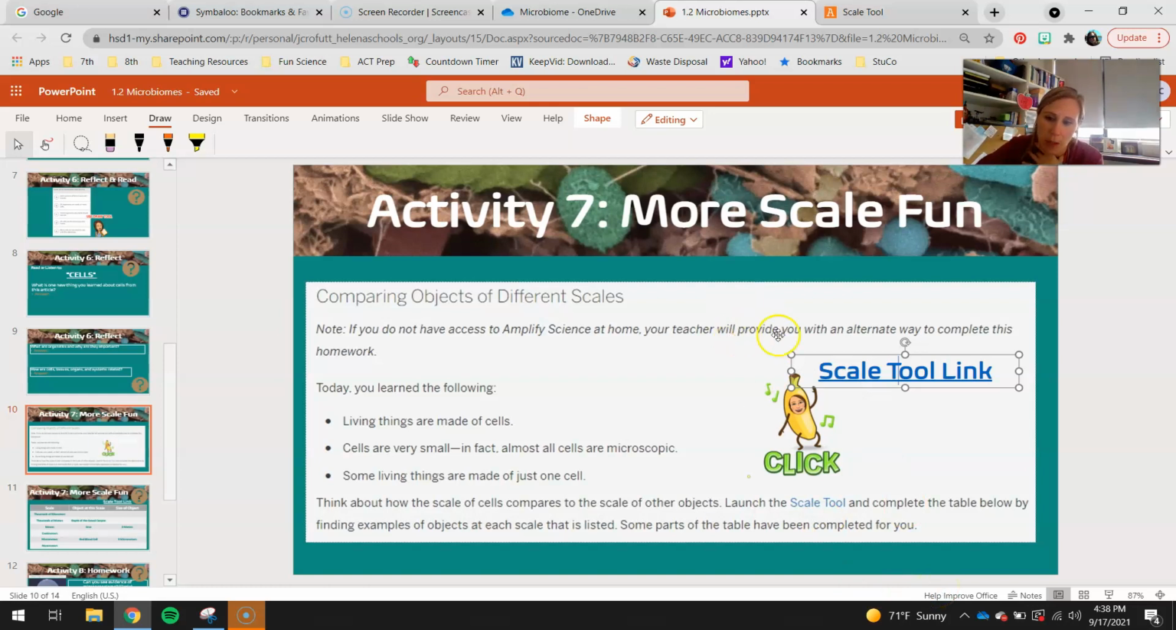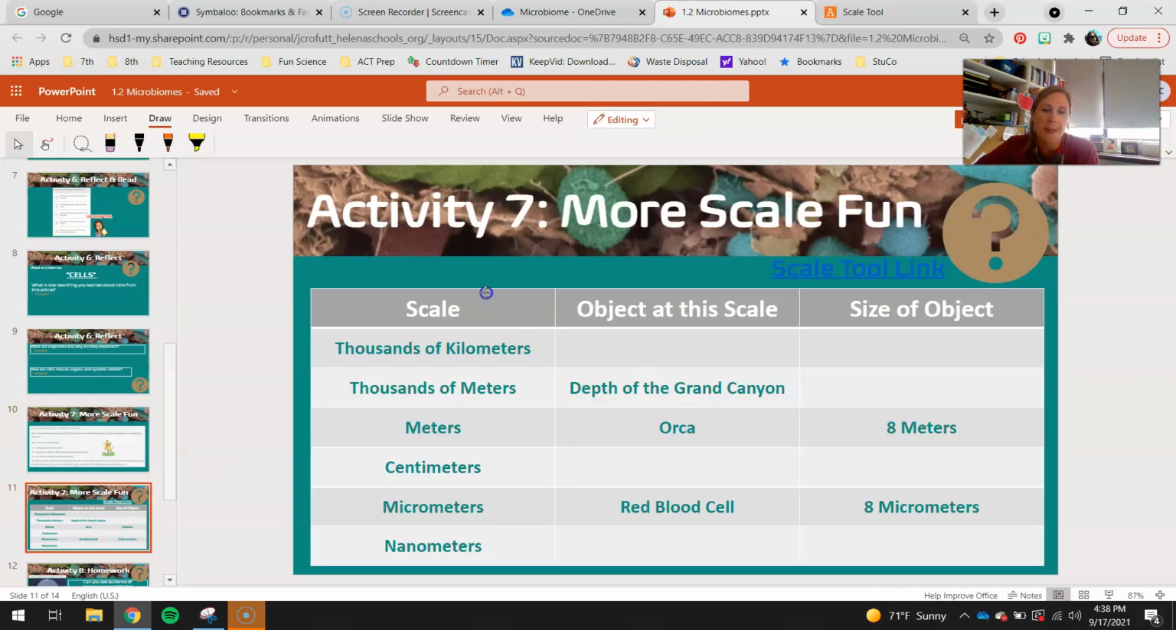Some parts of the table have been completed for you, so that'll give you an idea of what you're looking for. On the left column, you will see the scale. It tells you how big something is. So for instance, this first one we'll do together. You're looking for an object in that scale tool that is thousands of kilometers.